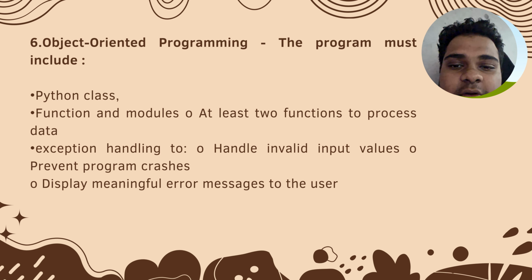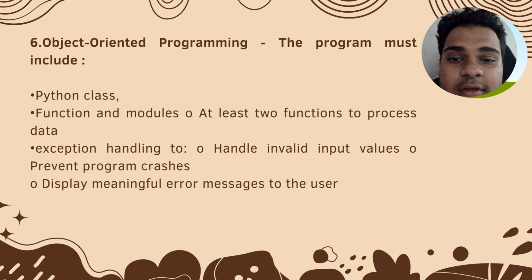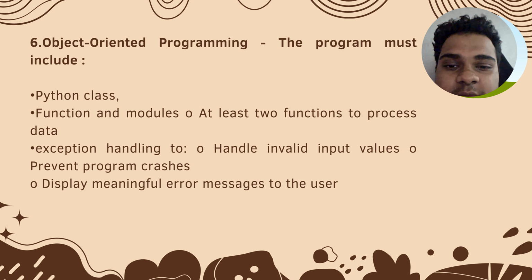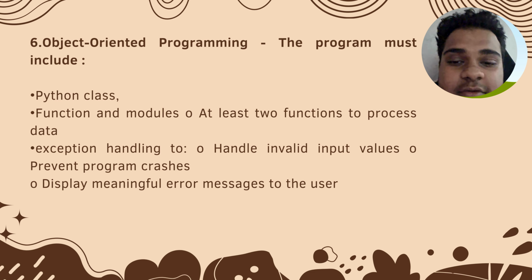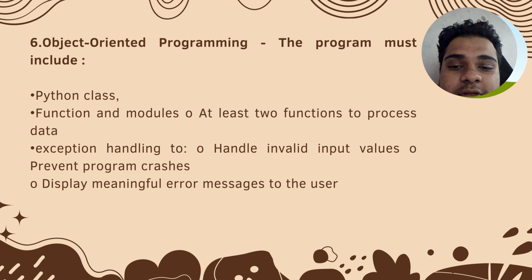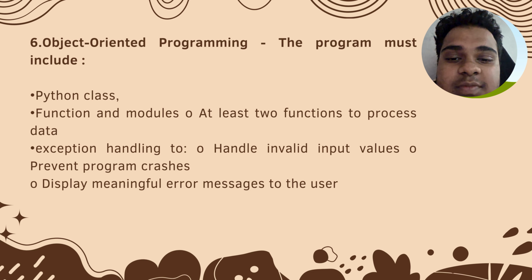Number 6, object-oriented programming. The program must include the following: Python class, functions and modules, at least 2 functions to process data, exception handling to handle invalid input values and prevent program crashes, and finally, display meaningful error messages to the user.